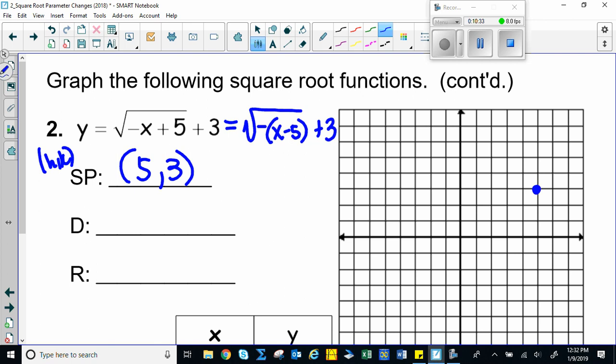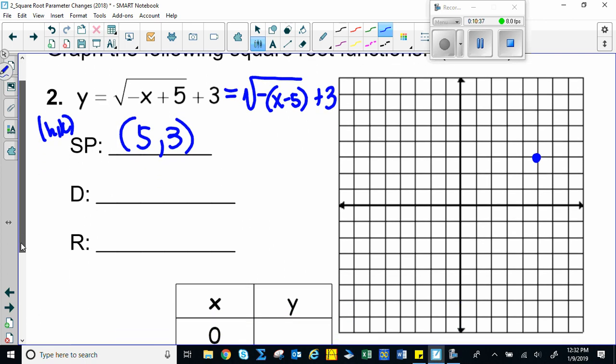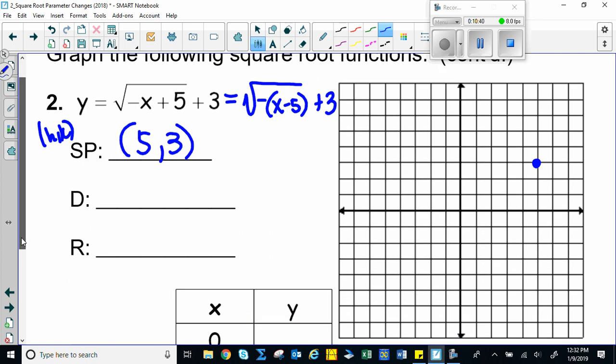All right. So I'm not going to have to stretch this graph vertically because there's no A value. I do have this negative as a B value. So what does that tell me to do? Right, it's a horizontal reflection. So instead of moving to the right and up, I'm going to move to the left and up.